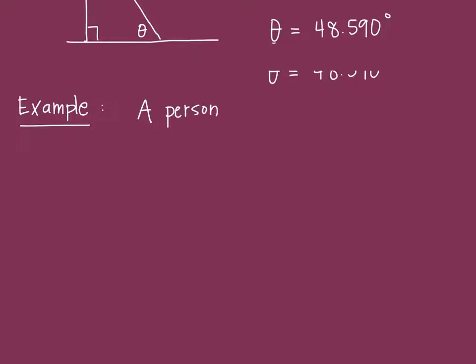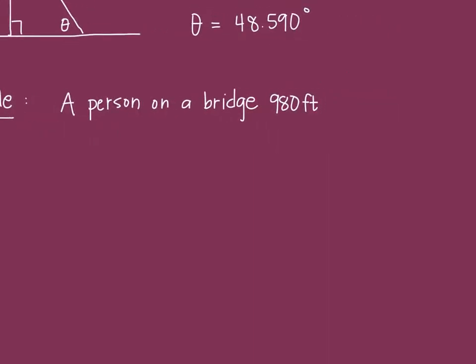All right, a person on a bridge. Maybe it's the Golden Gate Bridge or something in San Francisco. That's a pretty big bridge, not just a little small freeway overpass or something, but a pretty big bridge. 980 feet high. This is a significant bridge. All right, so I'm thinking like Golden Gate Bridge in San Francisco, or the Brooklyn Bridge in New York, or the London Bridge in London, something big.